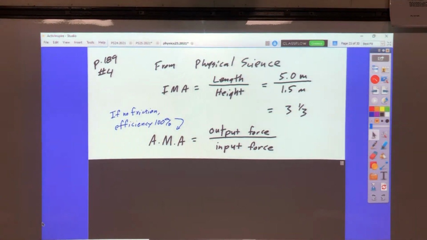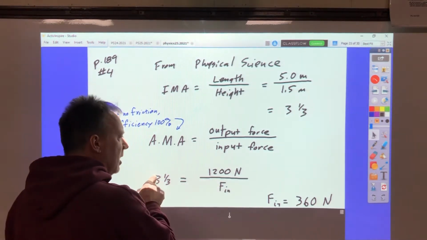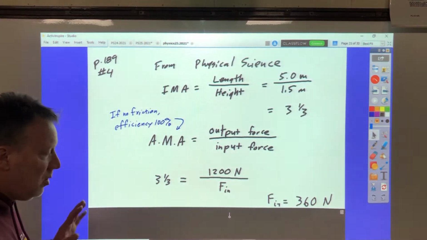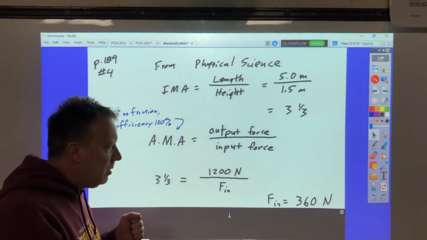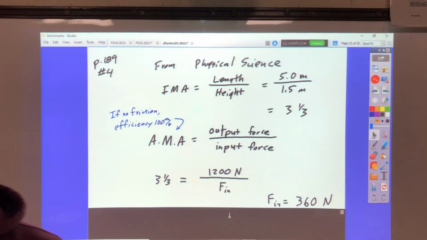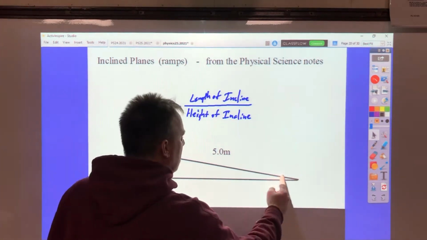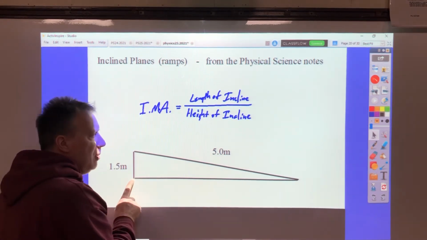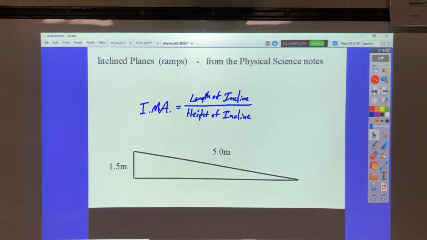You probably should have had some kind of lab where you did something like this. So if I put my 3 1/3 here and I calculate force in, bring this up, put this down here, divide, I come out with 360 newtons. So if you do it the way a physical science student would, you're either going to pick the fridge up with 1200 newtons, or you're going to push it with 360. And if you push it with 360, you're going to go up a longer ramp, and the force will be less, but the distance will be greater. If you pick it up with 1200, the distance will be less, but the force will be greater. Either calculation gets you the same work.